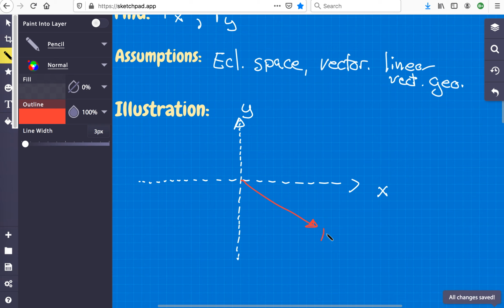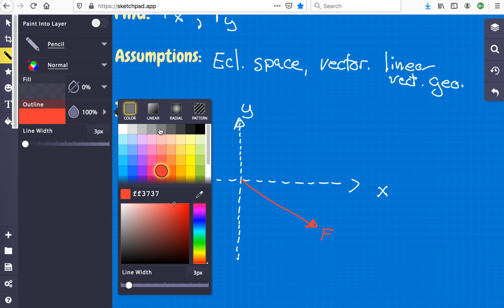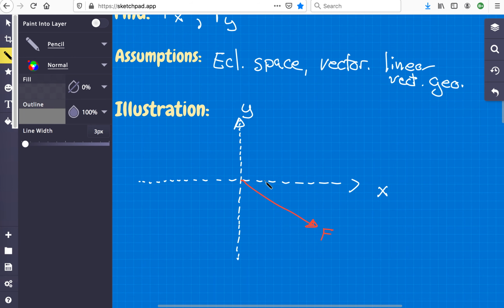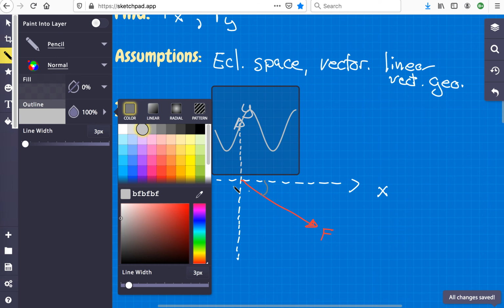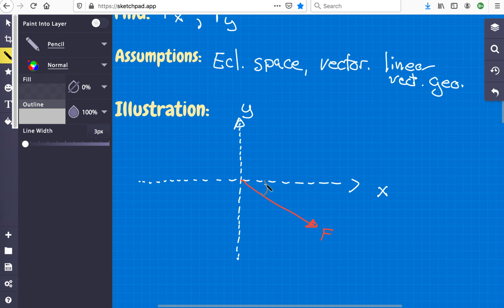So basically we're going to say this is F, and it's at some angle. No, that's not a good color. Let's go with more of that color. And we're going to say that that is alpha, knowing that it is negative 40 degrees. So now we know this is given.